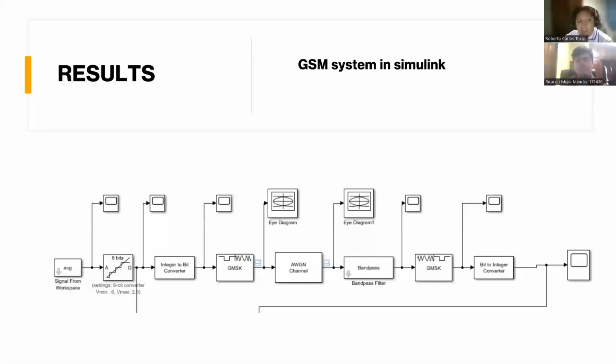First, the configuration of the GSM circuit was carried out in Simulink, where we can see the following blocks with their configurations for what they require for use.